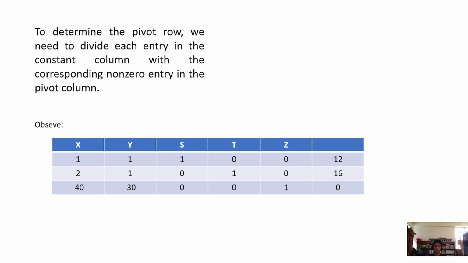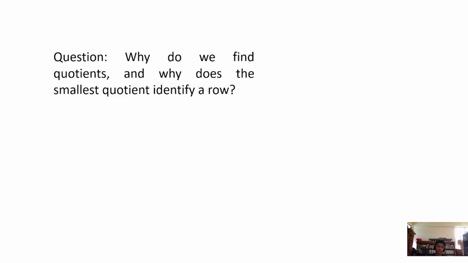The smallest of the two quotients, 12 and 8, is therefore in row 2. The intersection of column 1 and row 2 is the entry 2, which has been highlighted. This is our pivot element. So observe the picture, ma'am, and after this, I have a question.